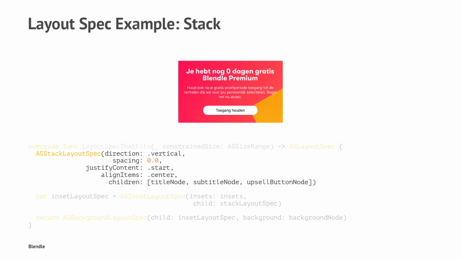So, as you can see, we have the title, subtitle, and the button. And we create a stack layout specification. We add those three items as children, and we do some configuration. So it has to be a vertical stack, there's no spacing, and justify content and align items. I won't go into all the configuration details. If you want to use it, there's a lot of configuration options. Be sure to check it out.